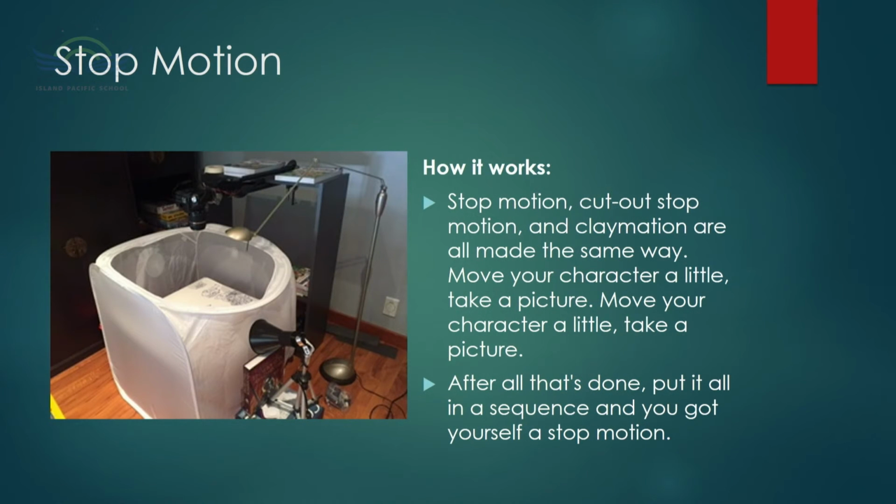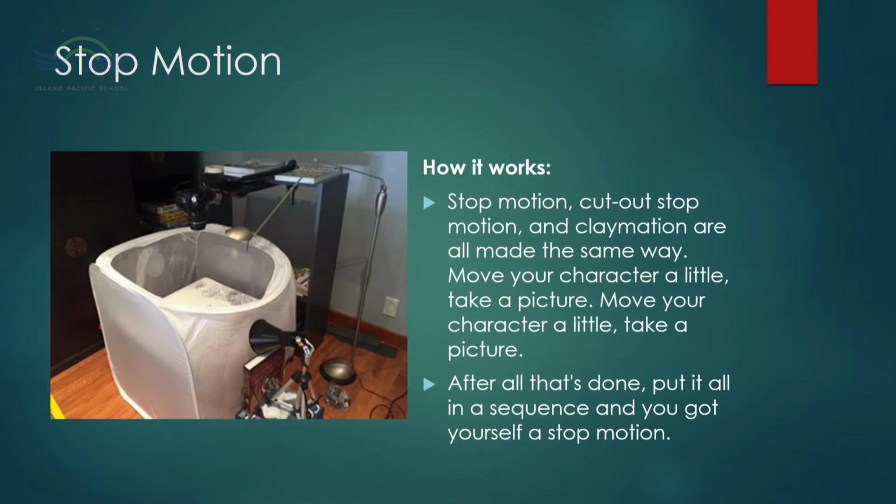Stop motion. The picture up there is my setup down in my basement. Remember that image, because I'll be talking about it later. Albert E. Smith made the first stop-motion animation called the Humpty Dumpty Circus in 1897, and Georges Méliès created the first film with stop-motion special effects in 1904.